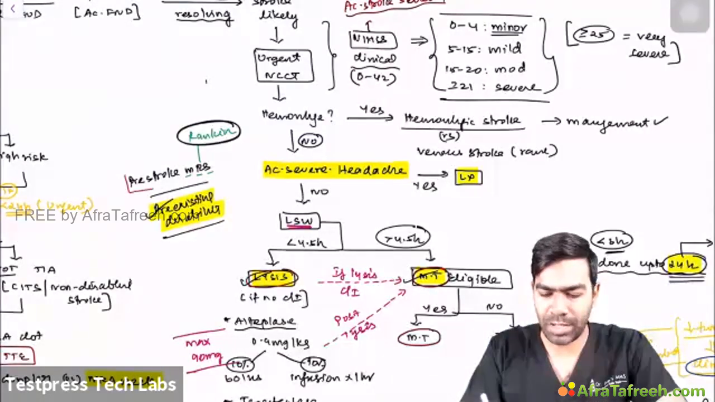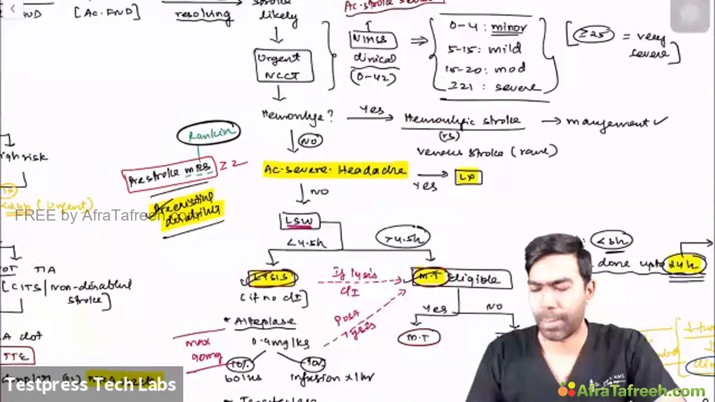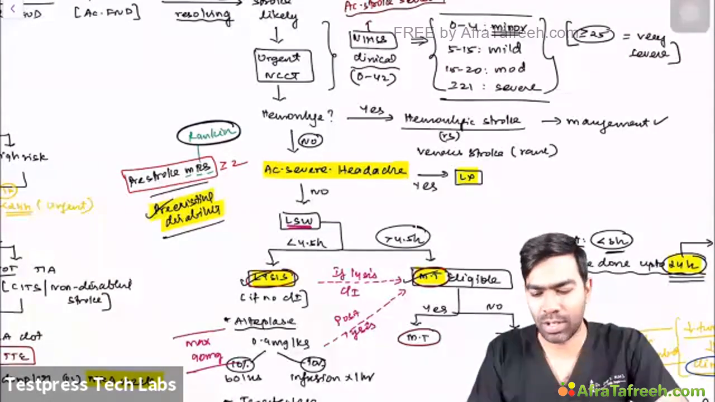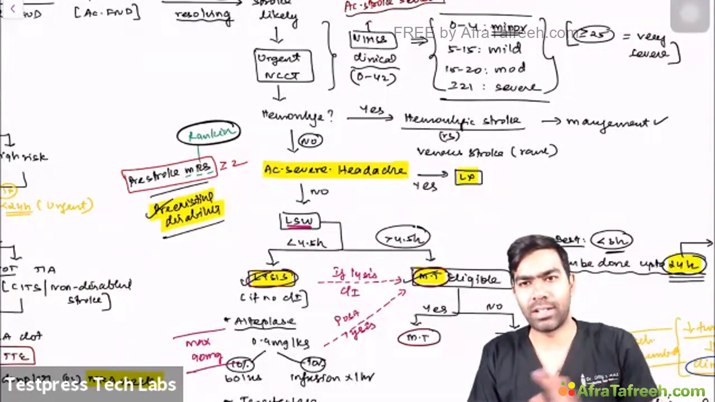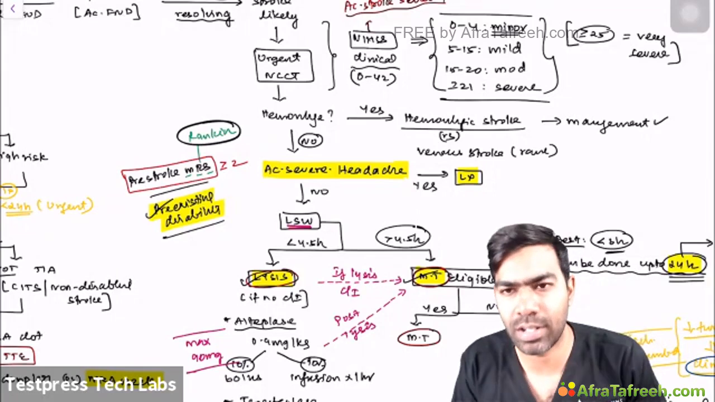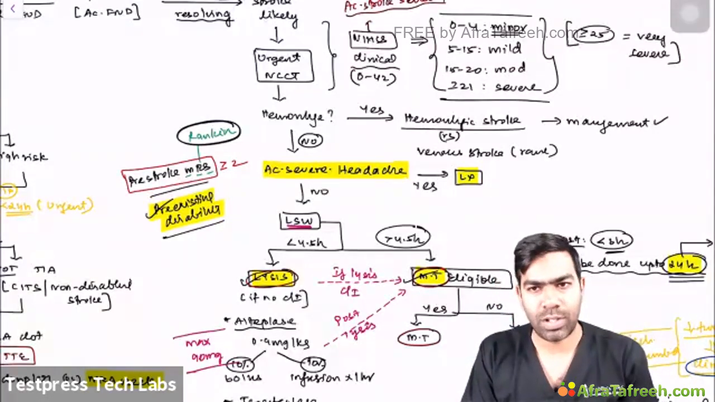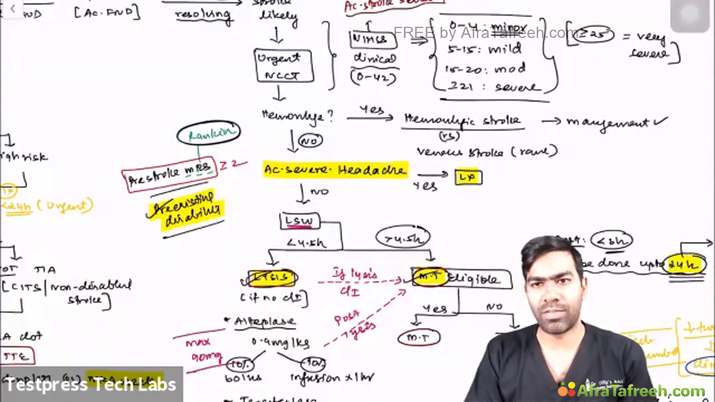Suppose the pre-stroke MRS is more than or equal to 2. Is the patient having disability or not having disability? The pre-stroke MRS, which means even before the current stroke, MRS is more than or equal to 2. I'm not telling mild. Disability is there or disability is not there. That's the question. If pre-stroke MRS is more than or equal to 2, then the patient is having disability for sure.